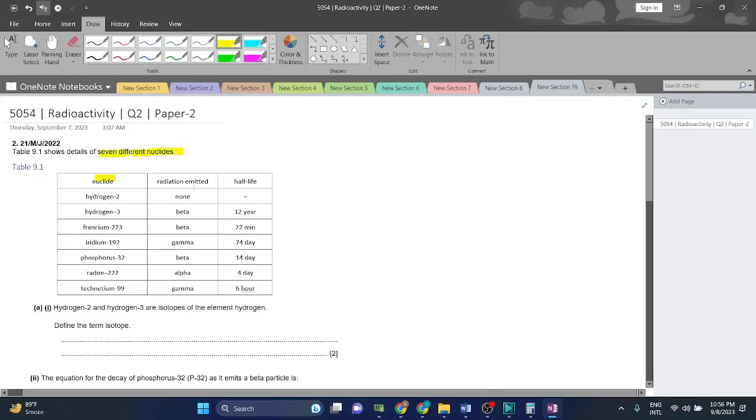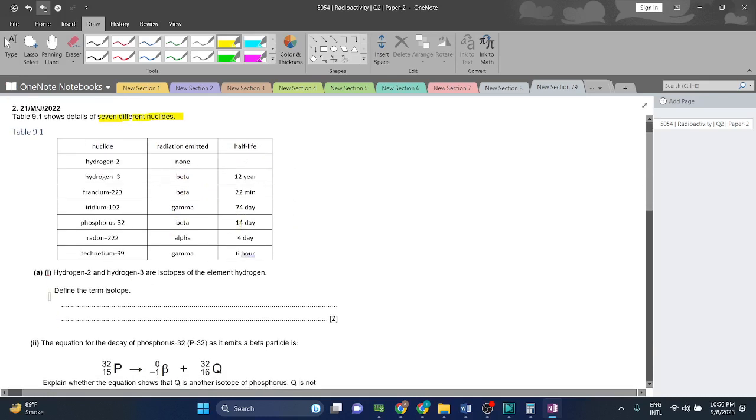So these are the details of the nuclides: the name, और हमें दिया हुआ है the radiation emitted, बीटा, gamma और alpha है, and the half life. ठीक है ना, half life भी दी हुई है हमें. तो hydrogen 2 and 3 are isotopes of the element hydrogen. So isotopes हैं, that means they have the same amount of protons, the atomic number and different amount of neutrons.